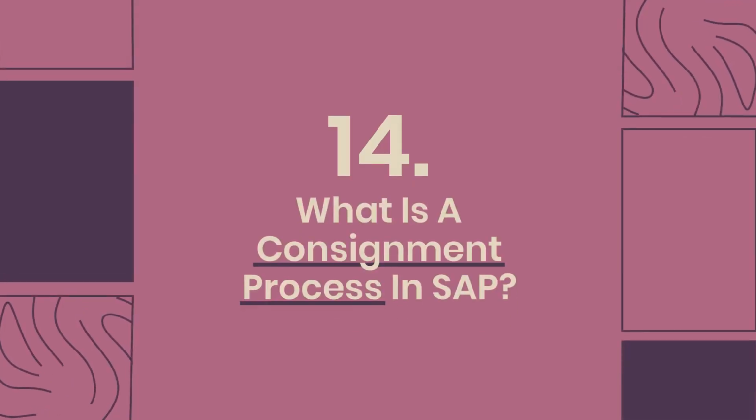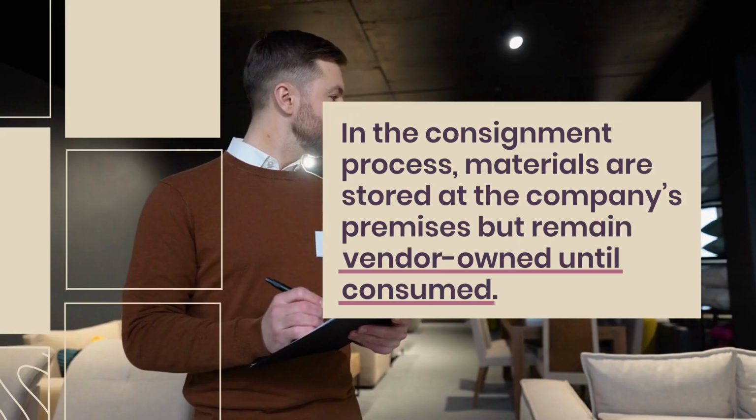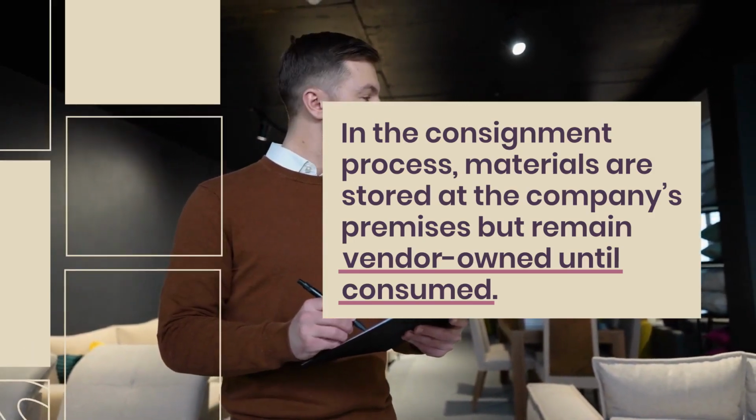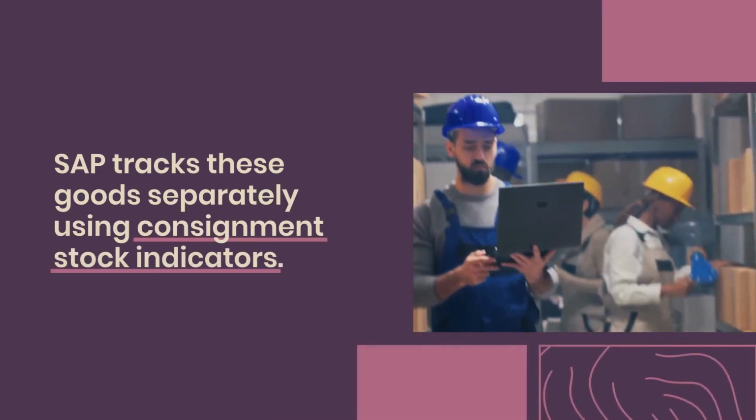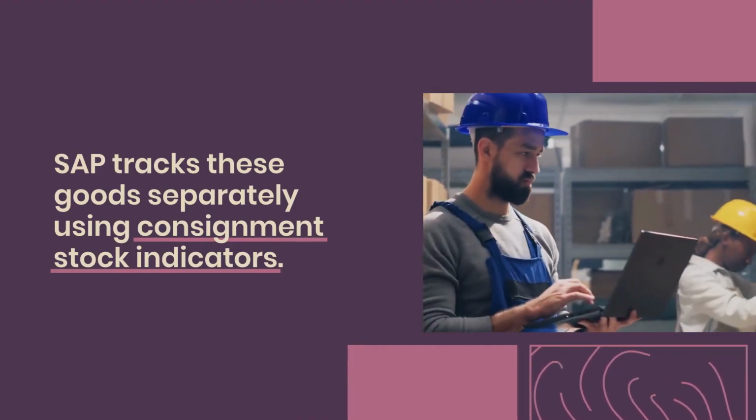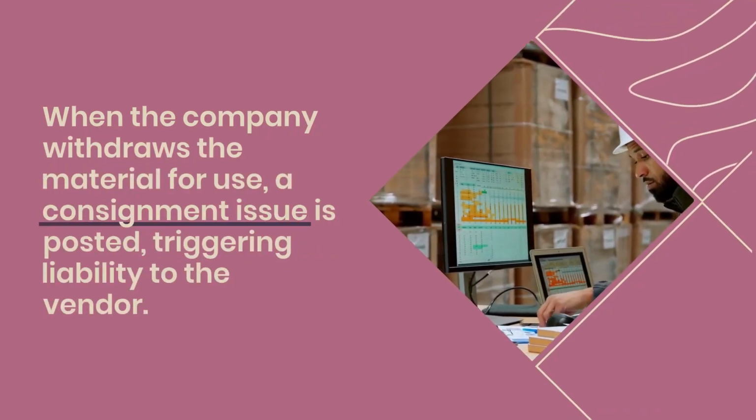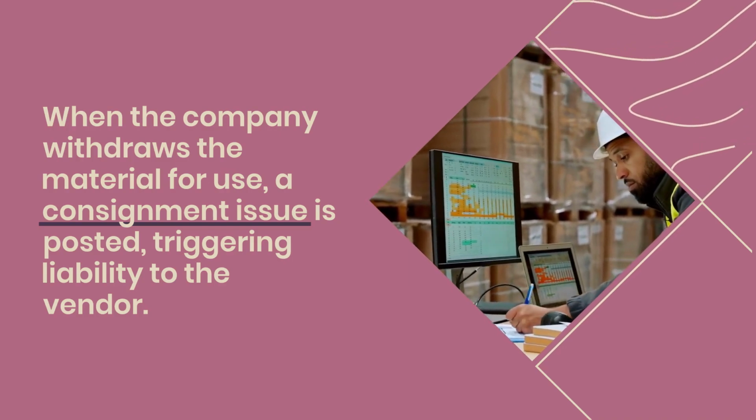14. What is a consignment process in SAP? In the consignment process, materials are stored at the company's premises but remain vendor-owned until consumed. SAP tracks these goods separately using consignment stock indicators. When the company withdraws the material for use, a consignment issue is posted, triggering liability to the vendor.